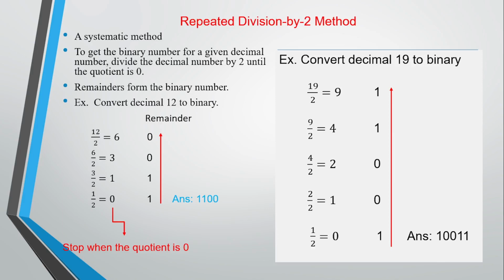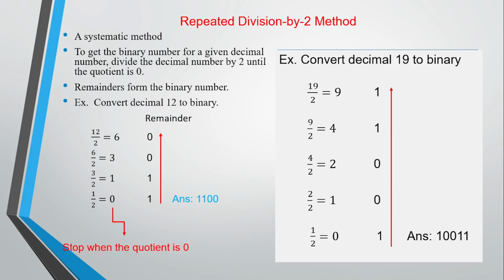So divide 12 by 2. What is the quotient? It is 6. And what is the remainder? Of course, 0. So 2 sixes are 12, and the remainder is 0. The quotient is 6. Now in the next step, divide this quotient by 2, so 6 by 2. 2 threes are 6, so the result is 3. Again the remainder is 0. The quotient is 3, again divide by 2, so 3 by 2. 2 ones are 2, the quotient is 1, and the remainder is 3 minus 2 equal to 1.